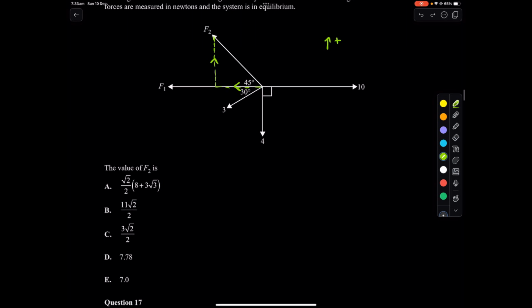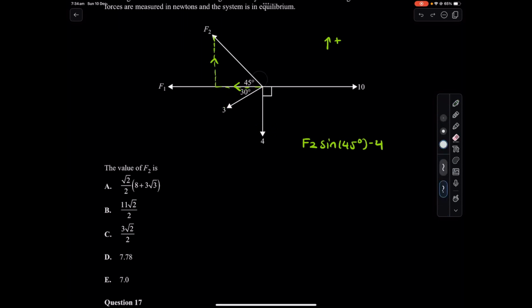So in this case, we have this over here, which is F2, because it's positive, so I'm going to put a positive here. So F2 sine 45 degrees. Okay, that's good. And we also have this force here, which is downwards, and it's vertical, so it'll be -4.